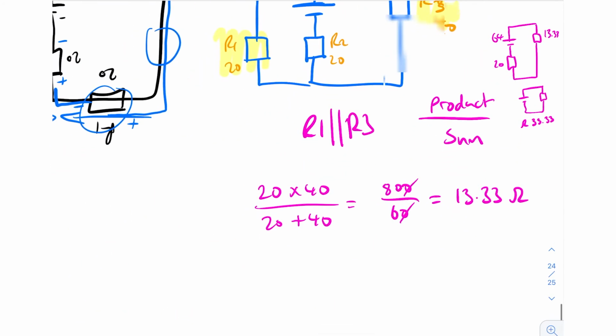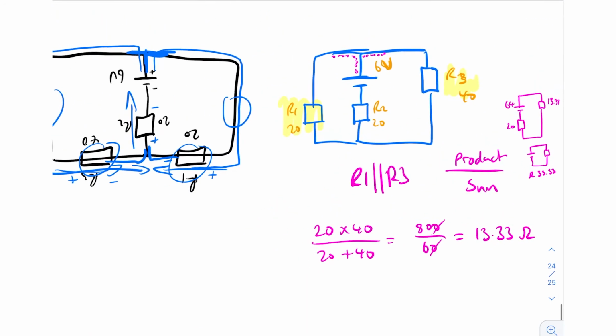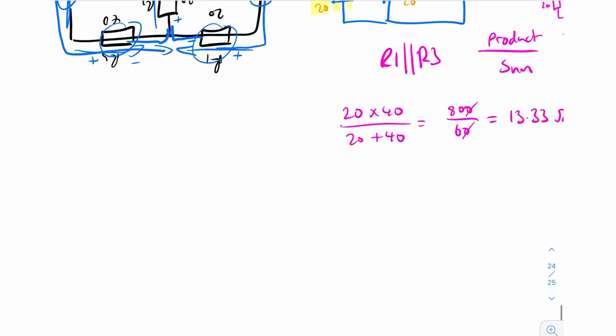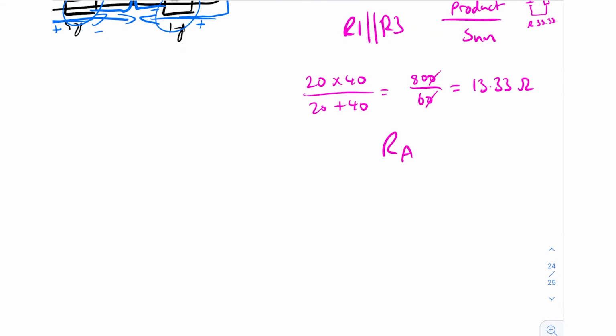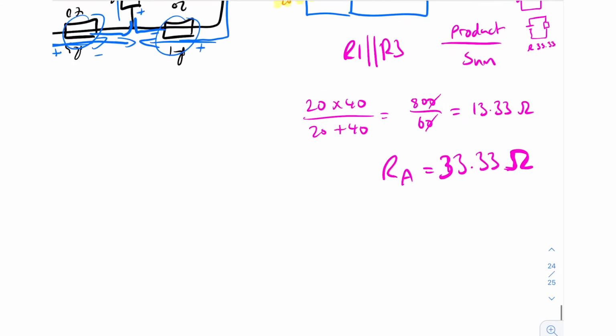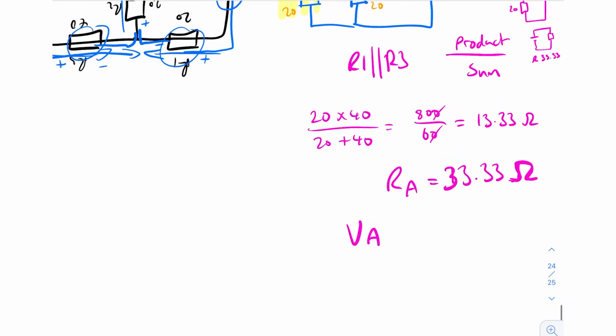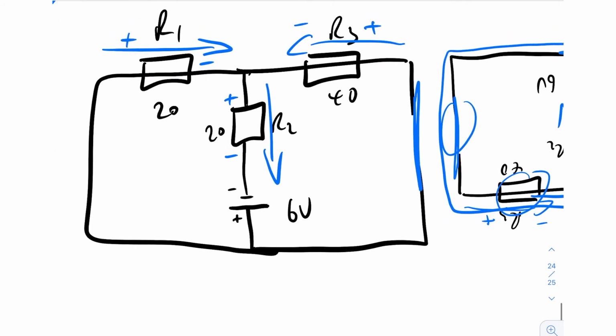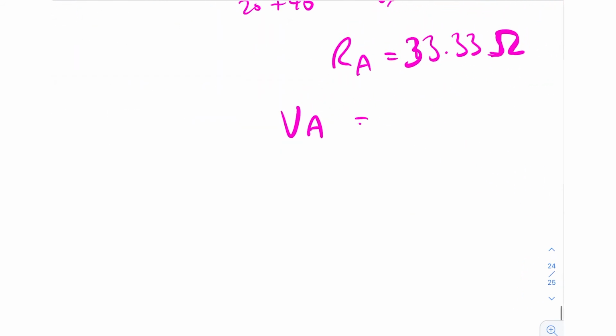So we know that now the total resistance for this first circuit, which we can call A, is RA equal to 33.33 ohms. That's my dodgy ohm sign. Alright, and so we know that VA, which is the voltage for this circuit, is 6 volts, right? Because it's the only voltage source. So that means we've got 6 volts.